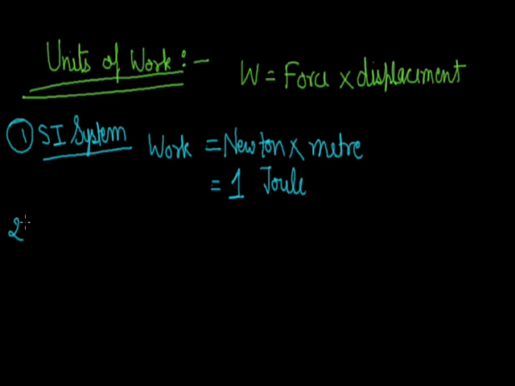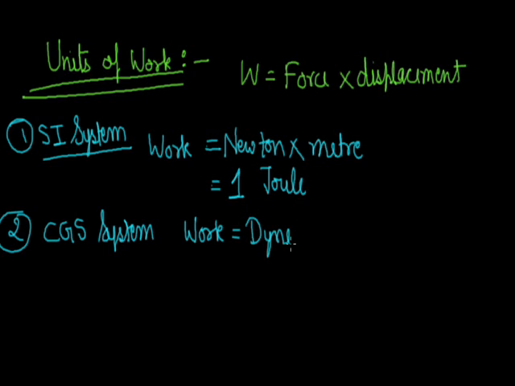Now second is the CGS system. As we know, the CGS unit of force is dyne and the CGS unit of displacement is centimeter. So here the CGS unit of work is dyne into centimeter, which can also be written as 1 erg. We can also define 1 erg as: when a force of 1 dyne is applied on a body and the displacement in the body is 1 centimeter in the direction of force, then the work done will be 1 erg.